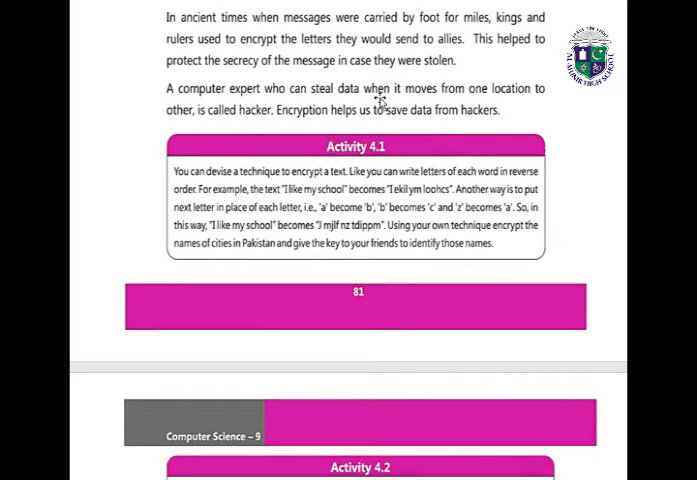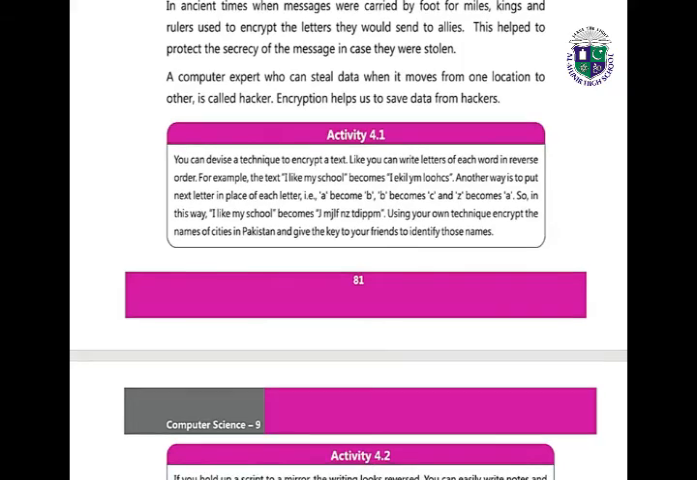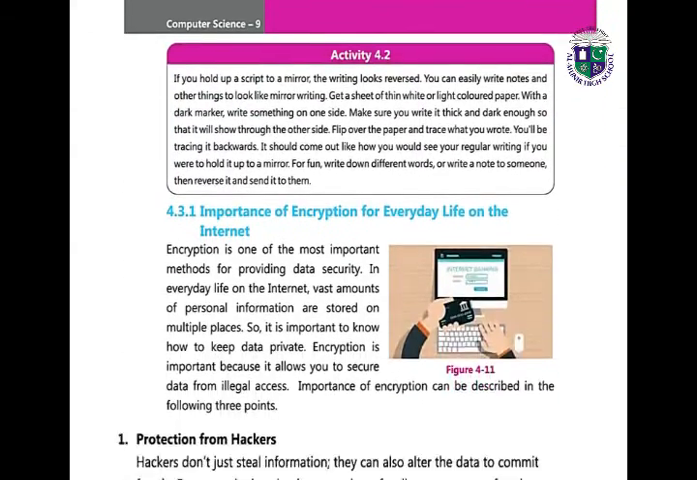A computer expert who can steal data when it moves from one location to another is called a hacker. So here we have Activity 4.1. You have to read both activities in your books.